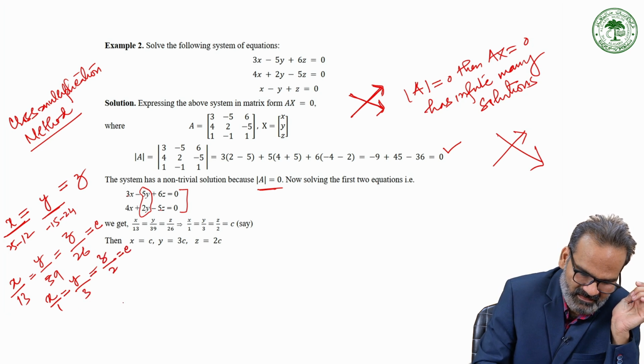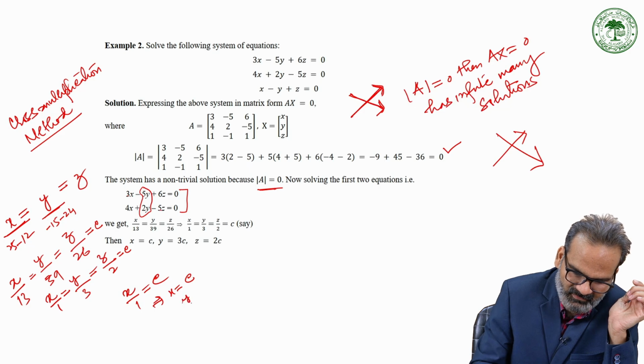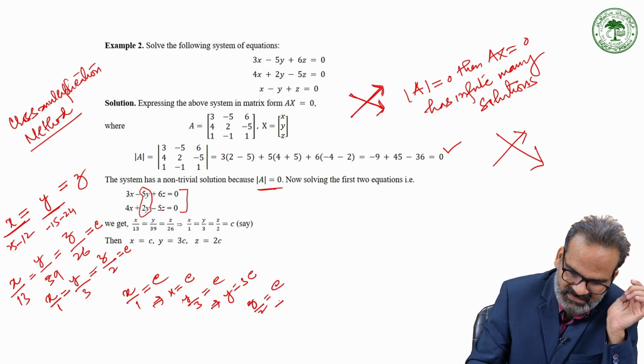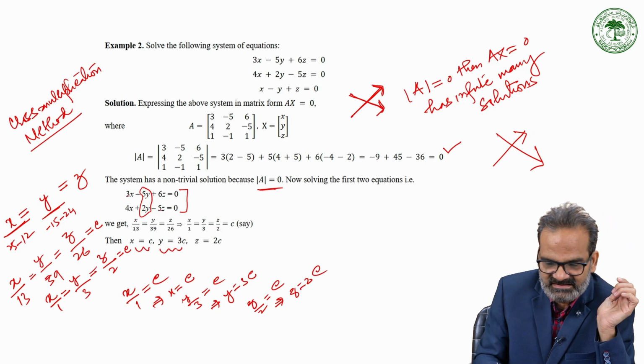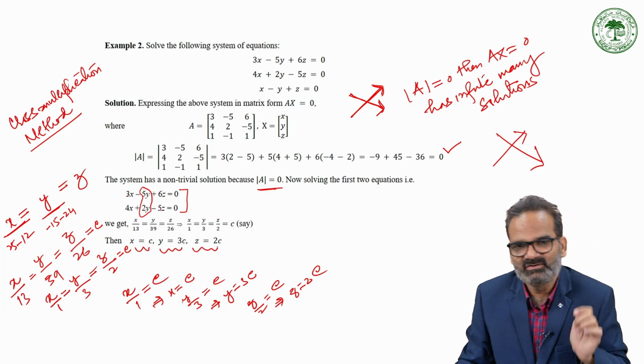This is c. So see, x upon 1 is equal to c. This implies x is c. And similarly, y upon 3 is equal to c. This implies y is 3c. And z upon 2 is equal to c. This implies z is equal to 2c. So x = c, y = 3c, and z = 2c.